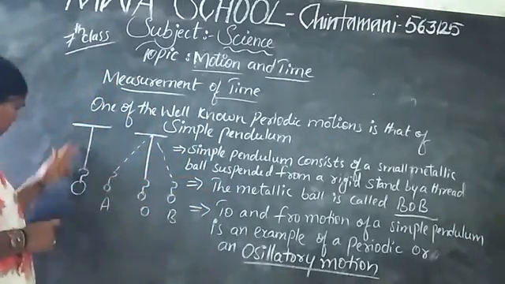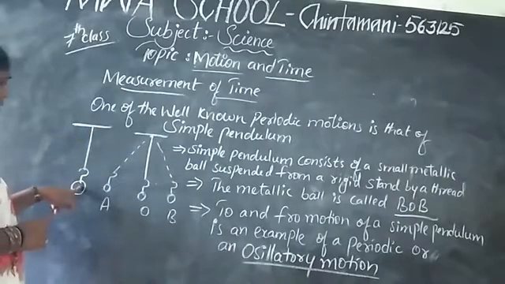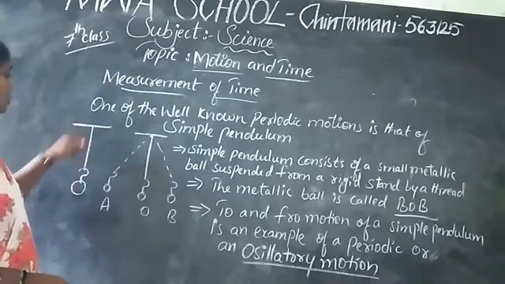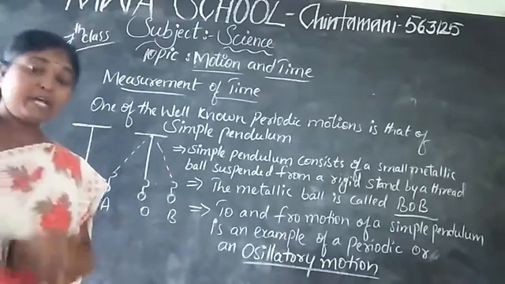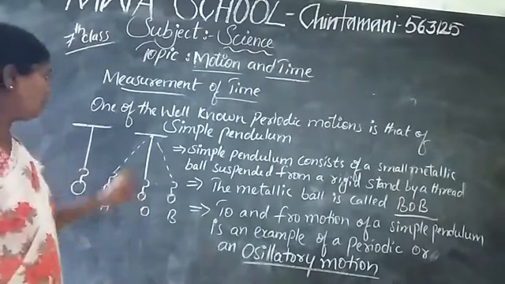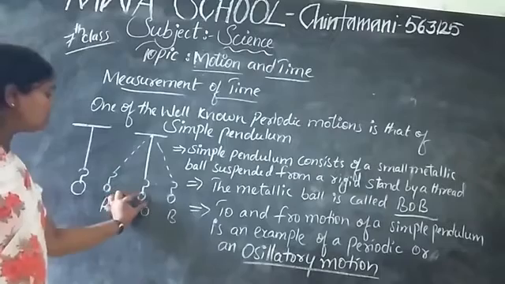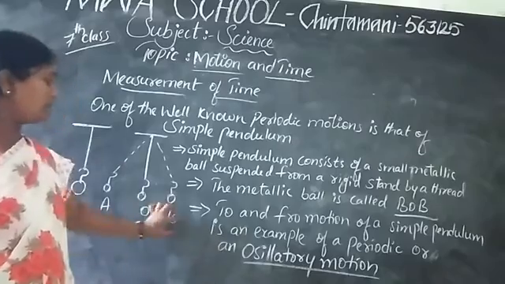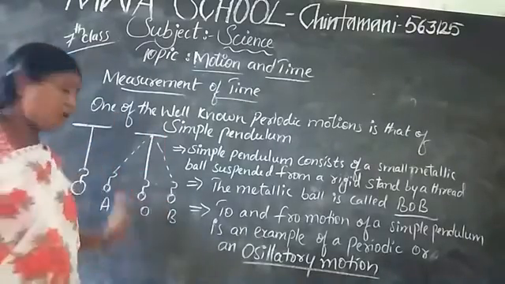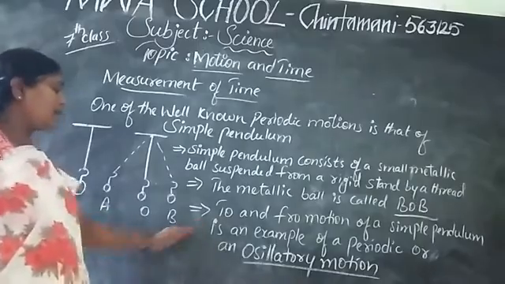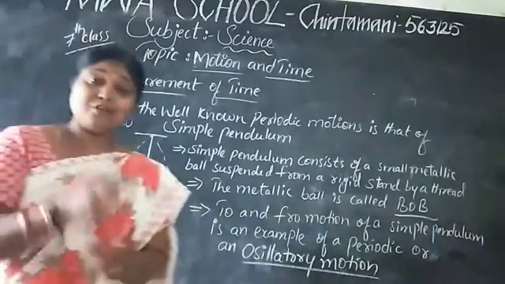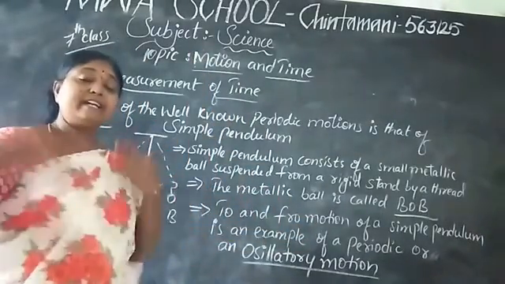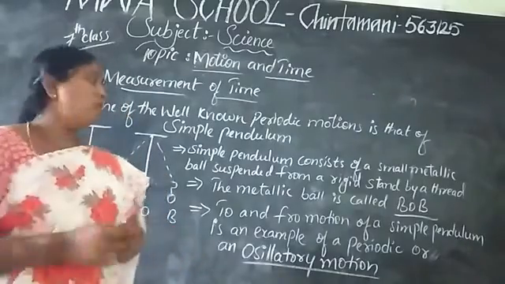Here is a picture, children. This is a metallic bob, tied to a thread, to show the oscillations. I take it towards A, and when I leave it, it goes to O and moves towards B. Then once again it comes back, like our swing, children. One will drag like this and then push, so you go front and come back. That is called to and fro motion.